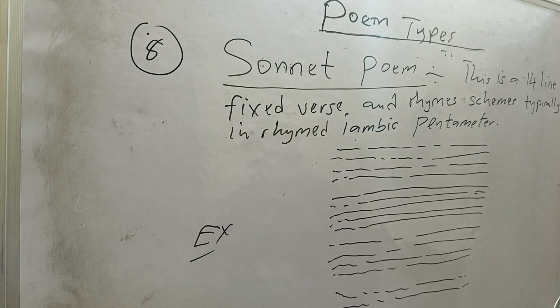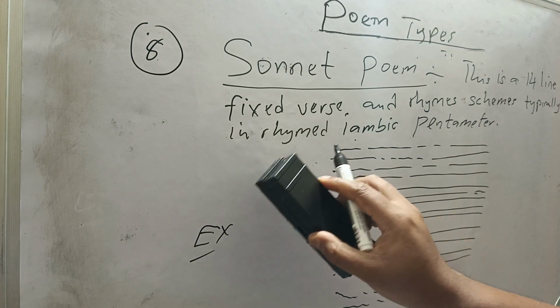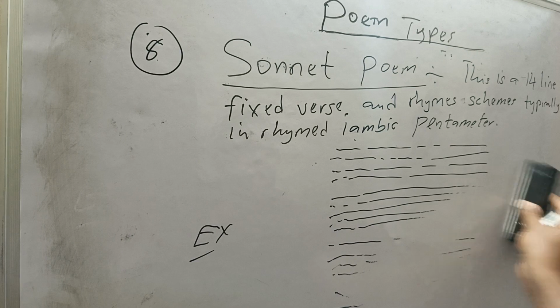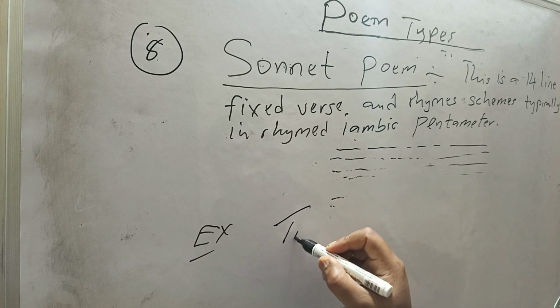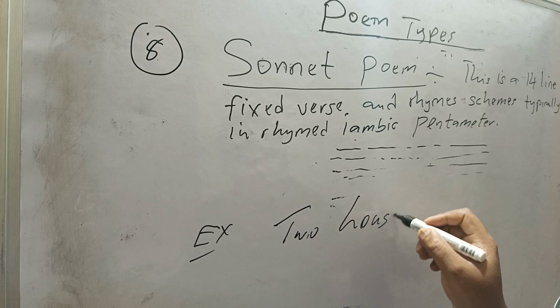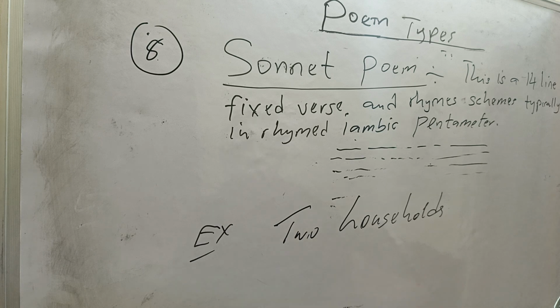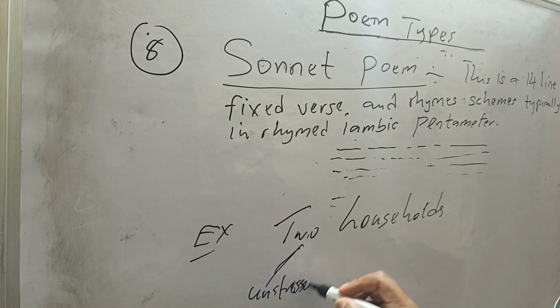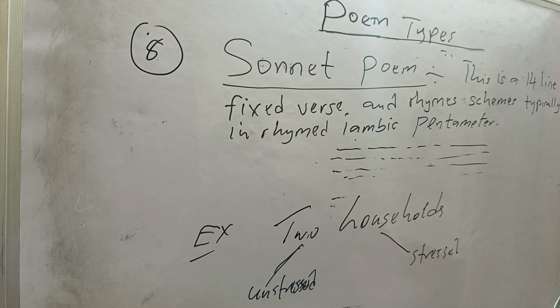So now, fixed verse and rhymes and typically what? In iambic what? So what is an example? Let me give one example of it. When you say two households, two is unstressed, households is stressed. So thank you for watching.